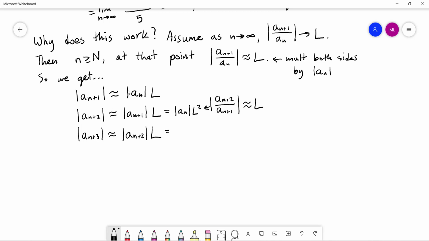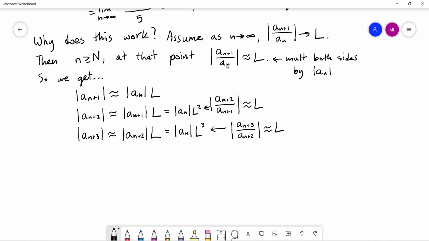A sub n plus 2 is the absolute value of a sub n times L squared. And I've just simply picked up an extra factor of L, so we're up to L cubed. And again, all I'm plugging in is a sub n plus 3 over a sub n plus 2. That must be approximately L.